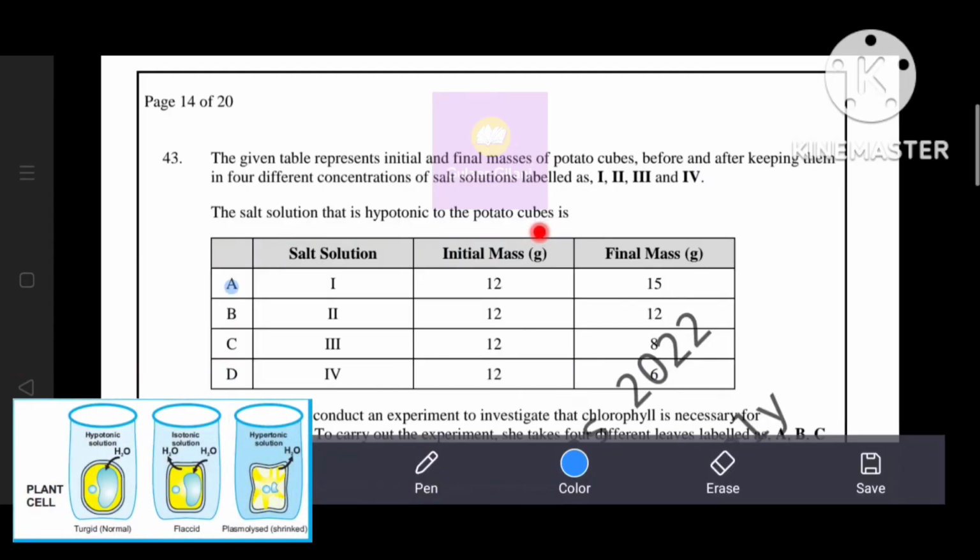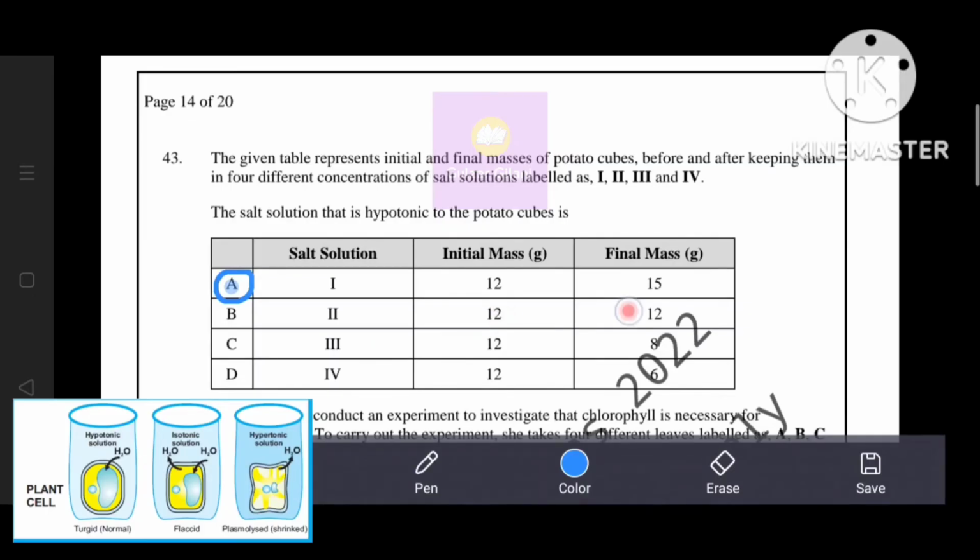जो salt solution hypotonic होगा वहाँ हमें final mass increase नजर आएगा, जो ऑप्शन 1 रिप्रेजेंट कर रहा है. इनिशियल मास 12 है और फाइनल मास 15 है, मीन्स फाइनल मास में इंक्रीज हुआ. तो दैट्स वाई ऑप्शन A इज द करेक्ट आंसर.